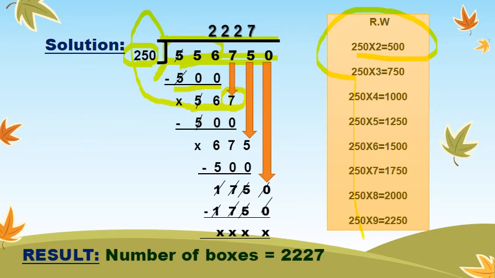Now look at the rougher column. When does 567 come in 250 times table? We don't have 567 in 250 times table, but we have 500, 2 times of 250. Now subtract it and then follow the same method in next 2 steps. So there is no remainder left. So the result is 2227 number of boxes.